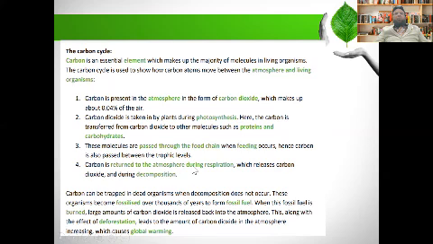Carbon is returned to the atmosphere during respiration, which releases carbon dioxide, and during decomposition. Carbon can be trapped in dead organisms when decomposition does not occur. These organisms become fossilized over thousands of years to form fossil fuels. When this fossil fuel is burned, a large amount of carbon dioxide is released back into the atmosphere. This, along with the effect of deforestation, leads to the amount of carbon dioxide in the atmosphere increasing, which causes global warming.